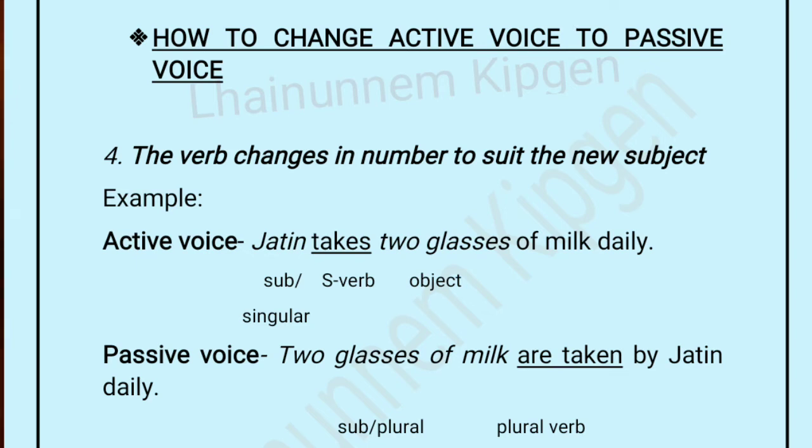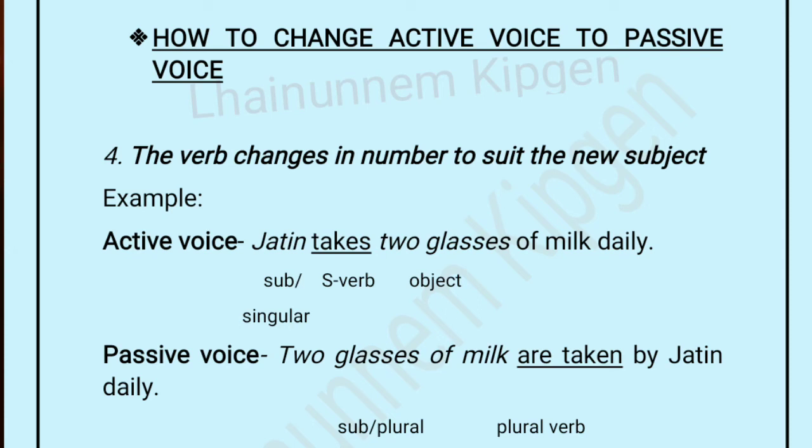Jatin takes 2 glasses of milk daily. This sentence is in active voice and we have to change it into passive voice. First, let us identify the subject, the verb, and the object. The subject here is Jatin, and Jatin is singular. Next, the verb in this sentence is takes, and the verb is also in singular number. And 2 glasses is the object of the sentence, and this object is in plural number.